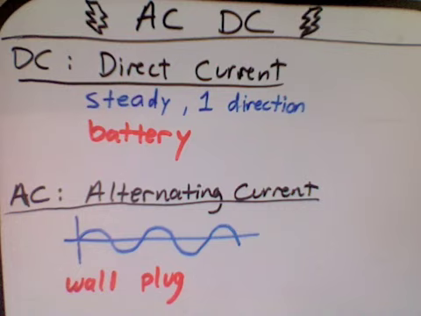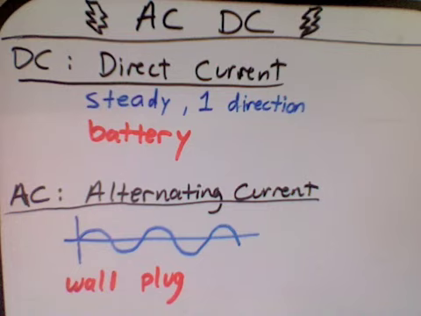AC, alternating current, is not steady at all. It's constantly changing. This graph that looks like a wave represents AC, or alternating current. The current not only changes strength, but it constantly changes direction, going one way and then reversing, and then back and forth and back and forth. And it's the kind of current that you would get when you plug something into the wall. And it's also the kind of current that's produced by many electric generators.